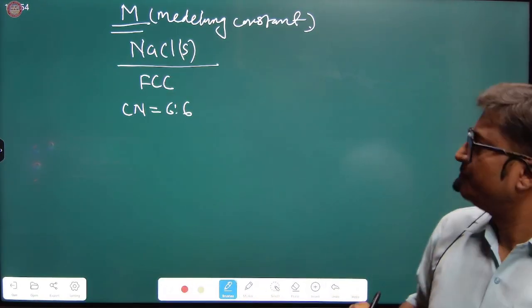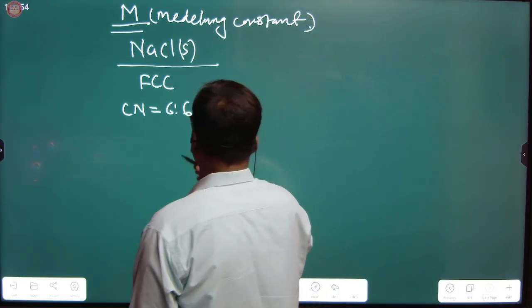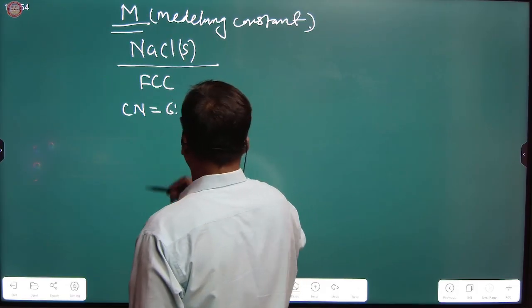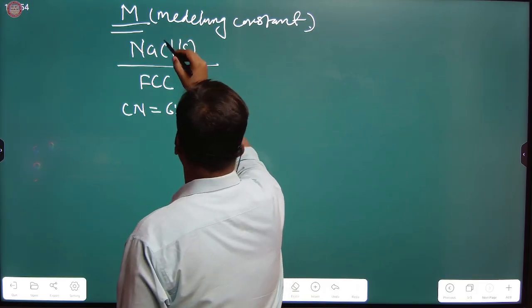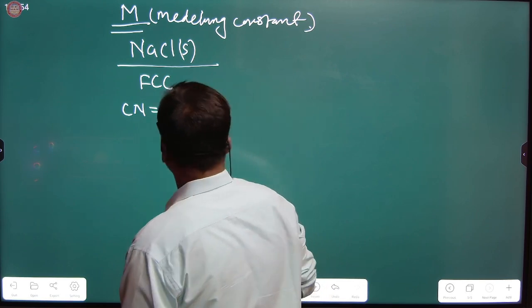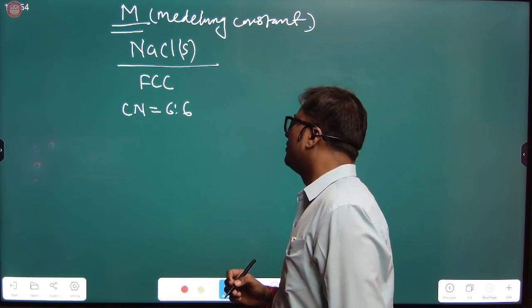6:6 means each cation, that is sodium plus, is surrounded by 6 anions, and each anion, that is chloride ion, is surrounded by 6 cations. So the coordination number is 6:6.